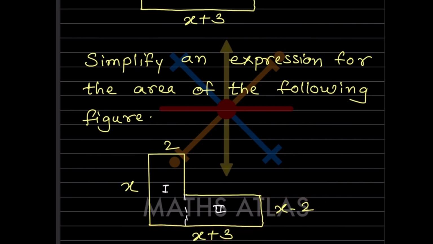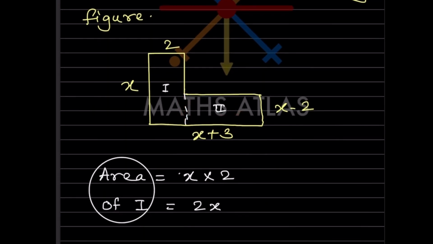So what we can see here, when this whole part is x plus 3 and only this part is given as 2, so we want only this part, isn't it? So what are we going to do? We are going to do x plus 3 minus 2, that is going to be x plus 1. So this part will be x plus 1. Hope you got this one.